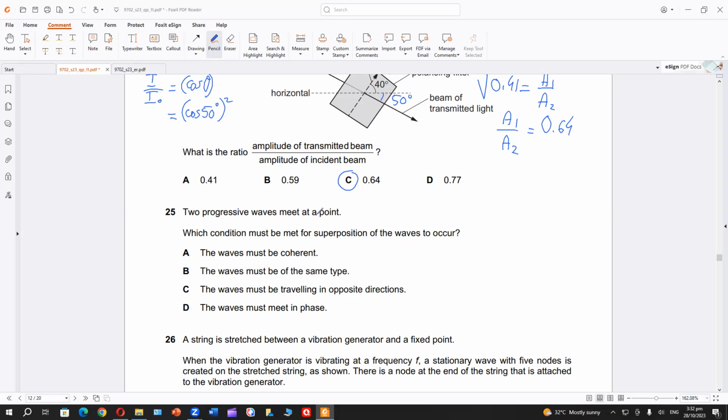Two progressive waves meet at a point. What condition must be met for superposition of the waves to occur? The waves must be coherent. Coherence is a condition for interference, but he's not talking about interference. He's talking about superposition. Same type is right. Must be traveling in opposite direction is not necessary. The waves must meet in phase. That is also not necessary. In phase is one option.